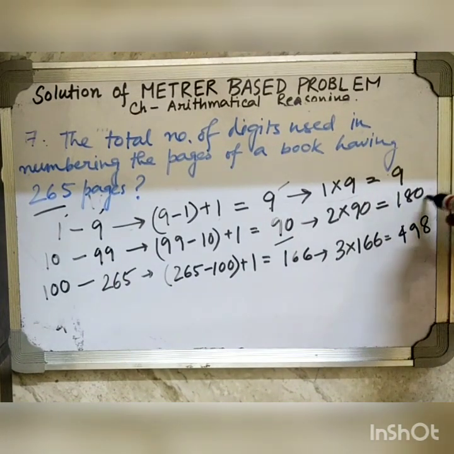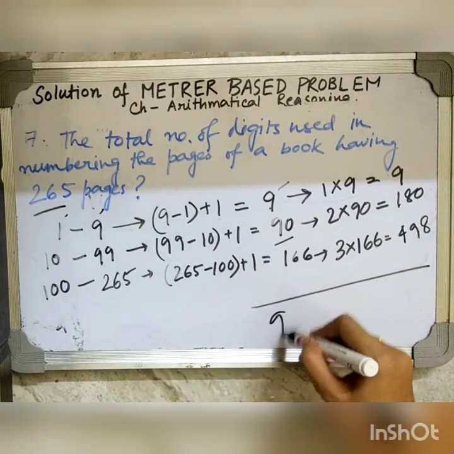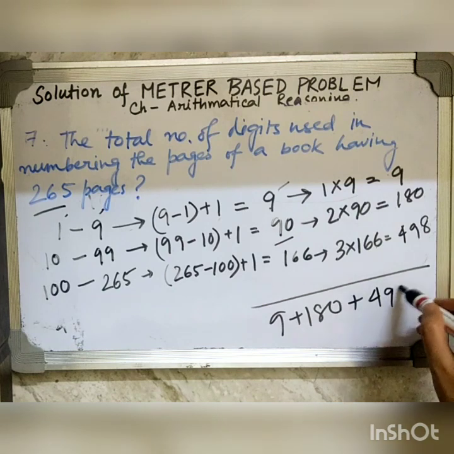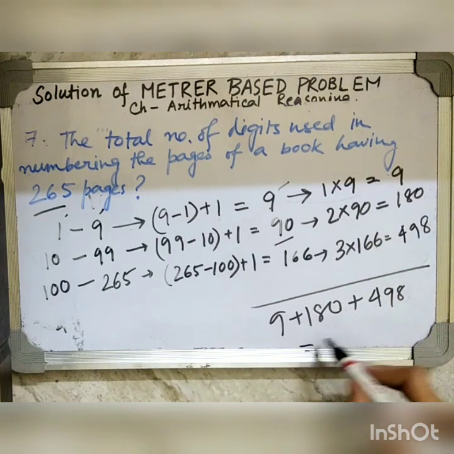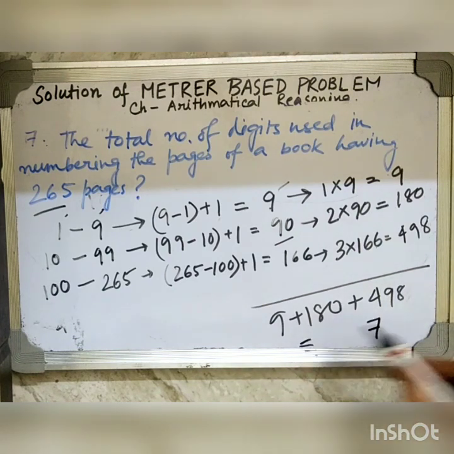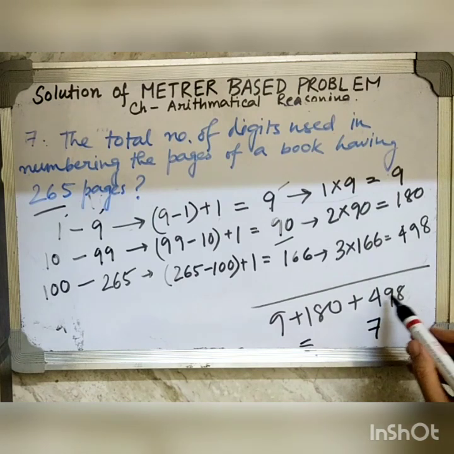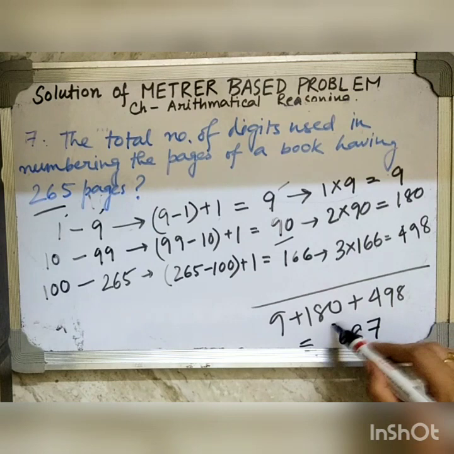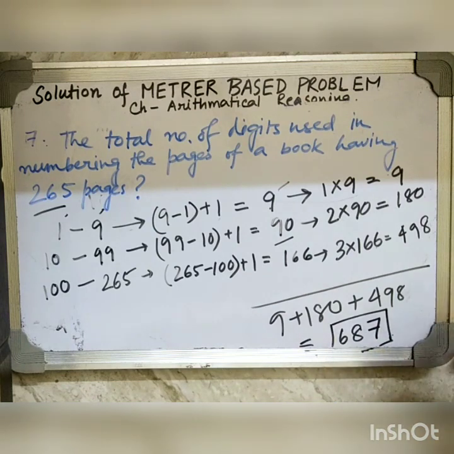Now these are the total number of digits and we have to add these all. After adding this, we will get our answer. 687 total number of digits are used to give the page numbers of these 265 pages. Okay. Now let's come to the next question.